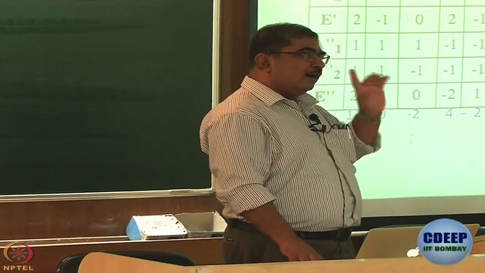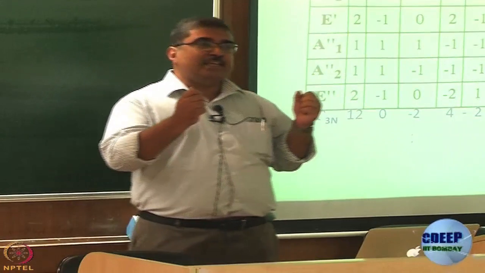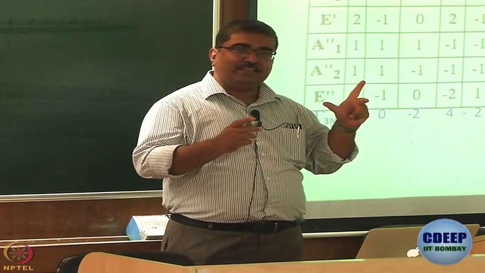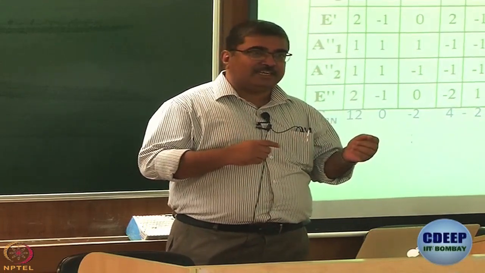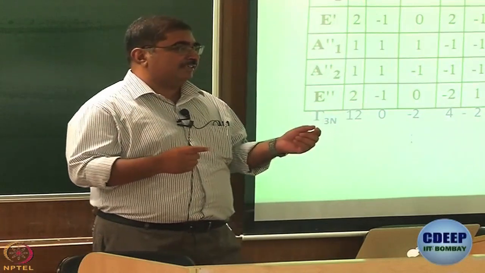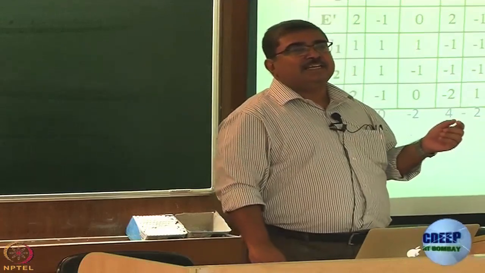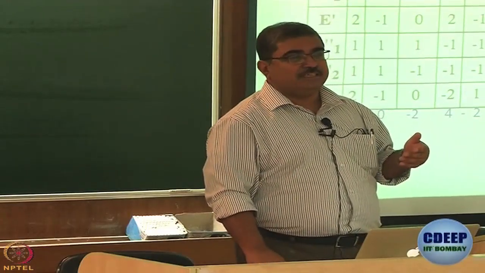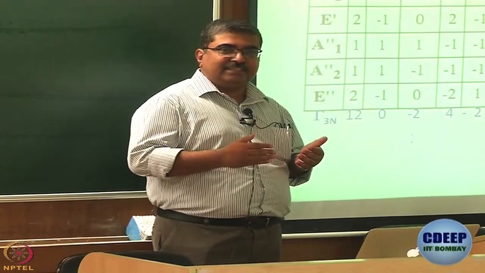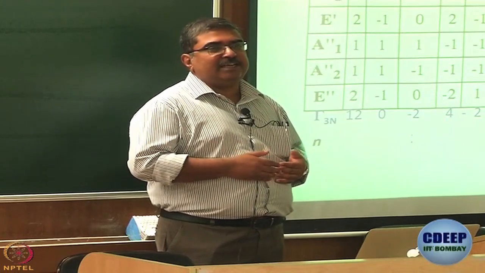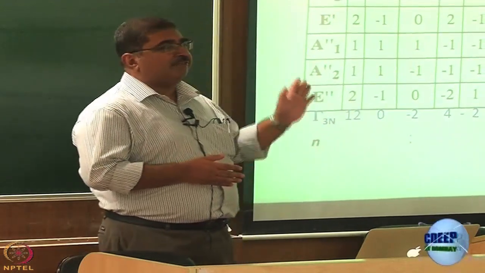Let us think a little bit how we arrived at gamma 3n. What did we work with? We worked with the x, y and z coordinates, right? And we said that any atom that moves from its position is not going to contribute to the overall character. Okay? So, essentially we have worked with the atoms that have not moved from their own position. Let us say the number of such atoms that remain unchanged by a particular symmetry operation is small n. Okay? Let us work out what small n is for every symmetry operation.